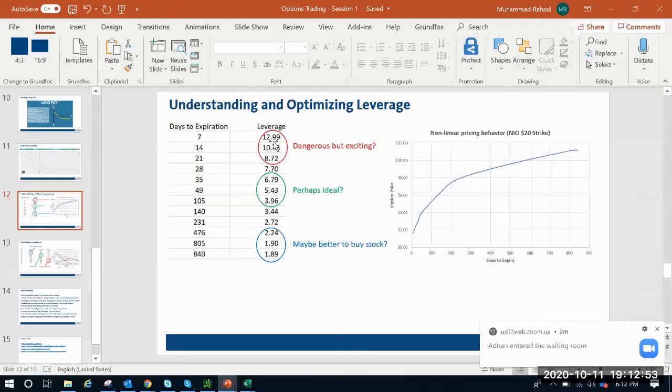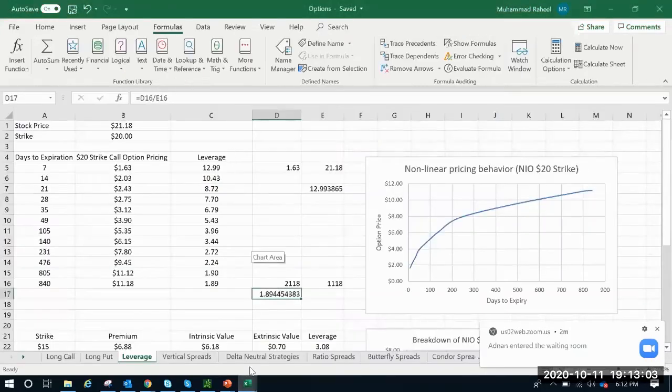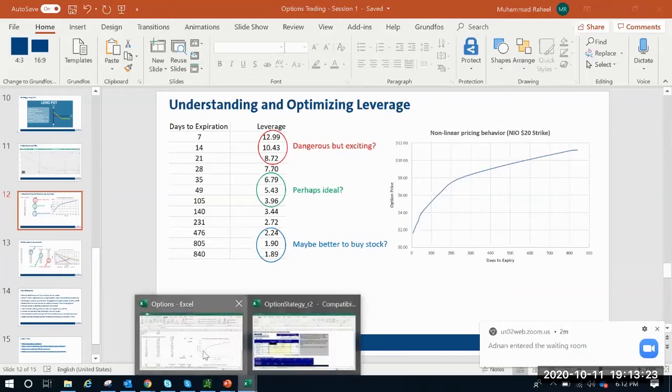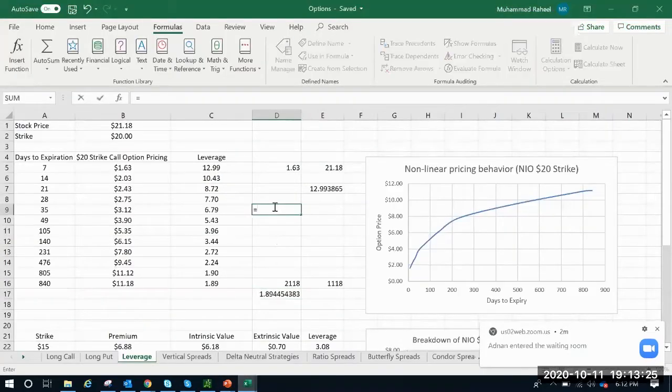So like I said, leverage increases as you get close. You're only buying 5 days, so you get a lot of good deals. It's good leverage, like I showed you, 12 or 13 times. But the problem with that is obviously after 5 days you're done with it. So it's dangerous but exciting. Why? Because you can buy more contracts. You can actually buy exposure on 1,000 shares of NEO.